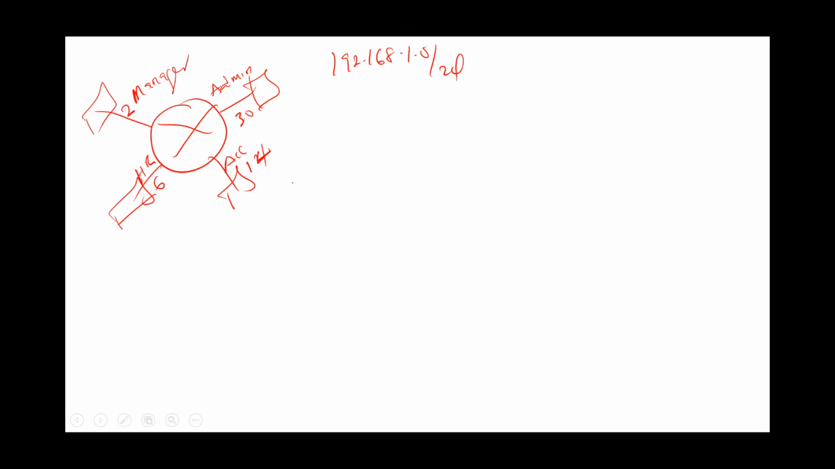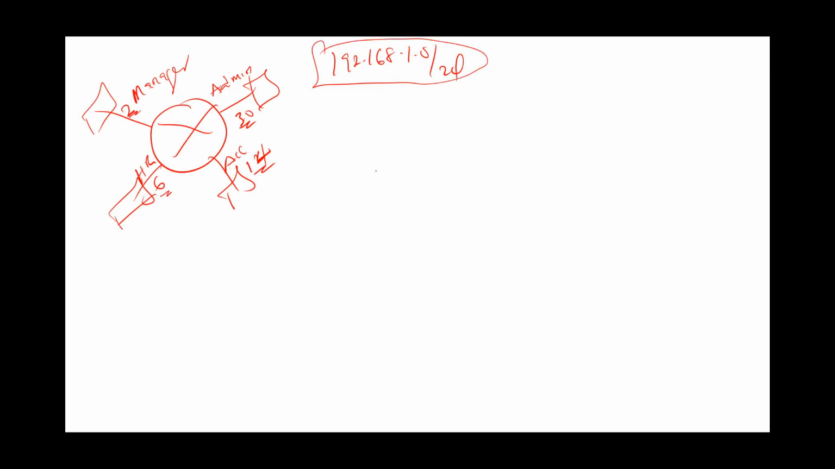So look at the needs on the screen right now. Admin is in need of 30 IP addresses. The accounts department is in need of 14 IP addresses. HR is in need of 6 IP addresses. Managers are in need of 2 IP addresses. And you were given the same network address we worked with in our last class.